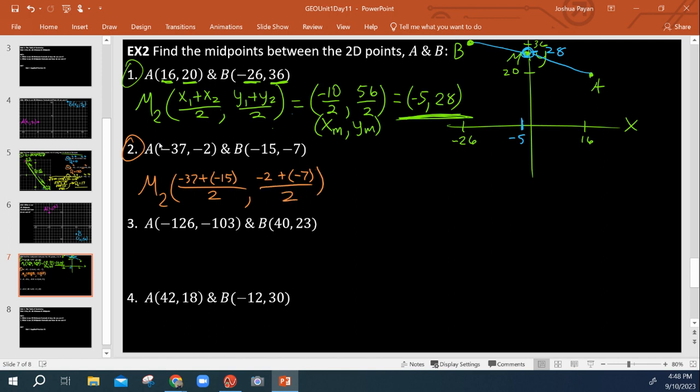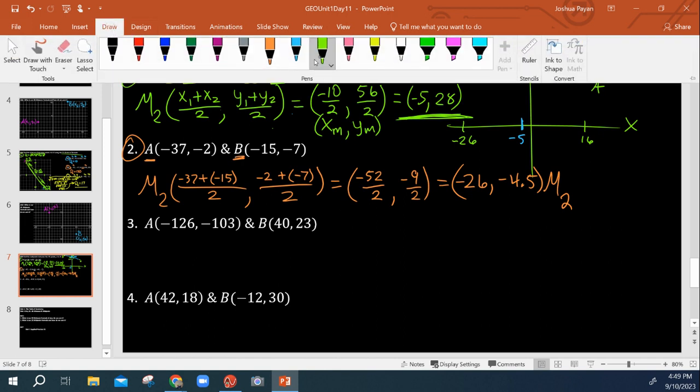Okay, so negative 37 plus negative 15, that's going to be negative 52 over 2. And negative 2 plus negative 7, that's negative 9 over 2. And we get our final answer of simply negative 26 by negative 4.5. And that would be my midpoint between point A and point B. Okay, let's do another one.